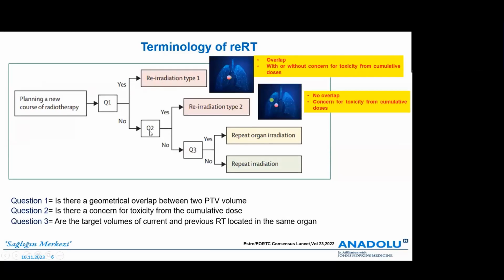The second question is: is there any concern for toxicity from the cumulative dose? When you sum the doses, do you have any concern about this dose? If your answer is yes, then your irradiation type is type 2, where there is no overlap.